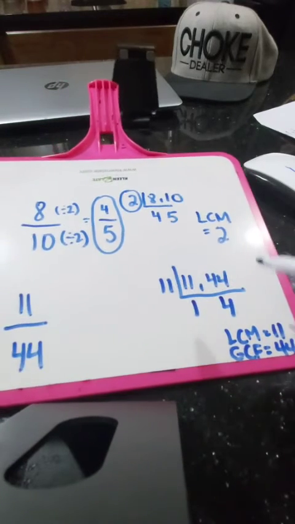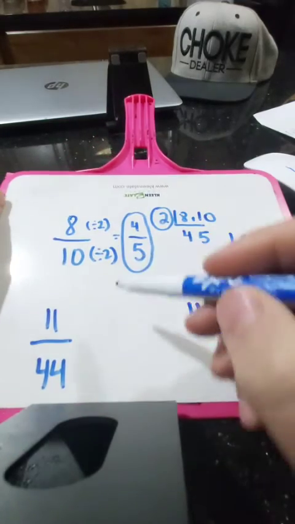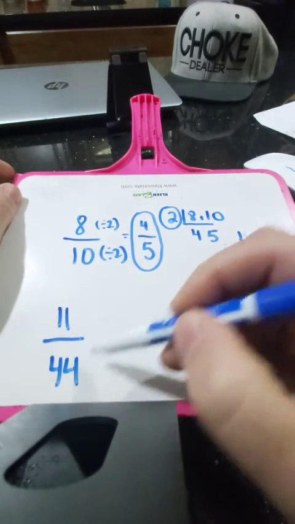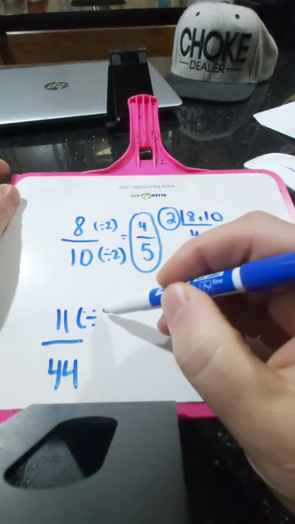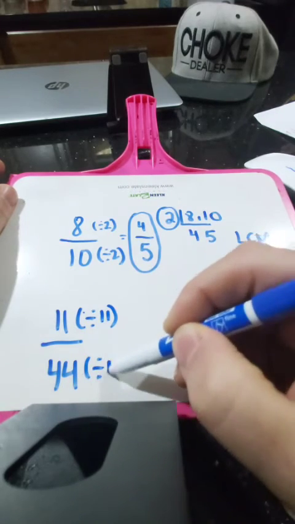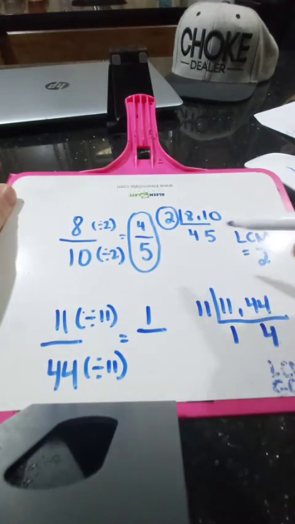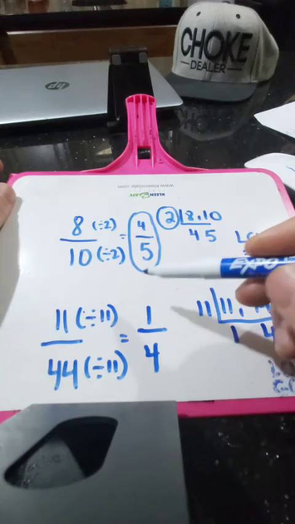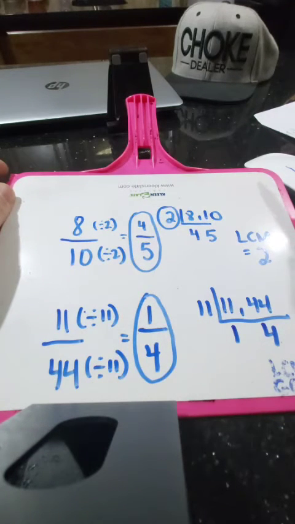Okay, so what we need is our LCM. All right, so we're going to divide both the numerator and the denominator by the LCM. Okay, so divide both sides by 11. And that's going to give us 11 divided by 11 is, of course, 1. And 44 divided by 11 is 4. So therefore, 11/44 is also known as 1/4 as a fraction. That is its lowest terms.